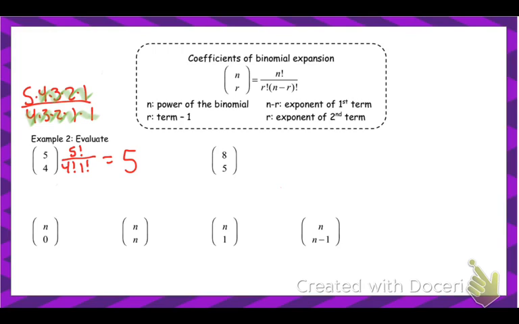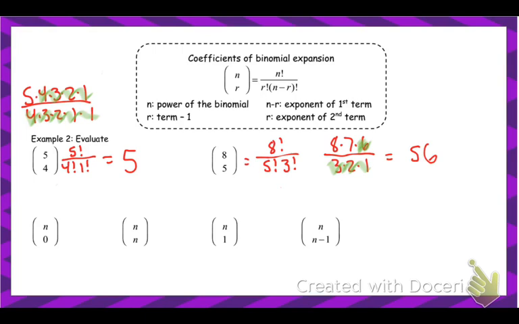All right, looking at the next one. This is going to be 8 factorial over 5 factorial, 3 factorial. So 8 times 7 times 6 times 5, 4, 3, 2, 1 is all going to cancel out with 5 factorial. That just leaves me with 3 times 2 times 1. Well, 3 times 2 times 1 is going to cancel out with the 6. So this whole thing is just 56.